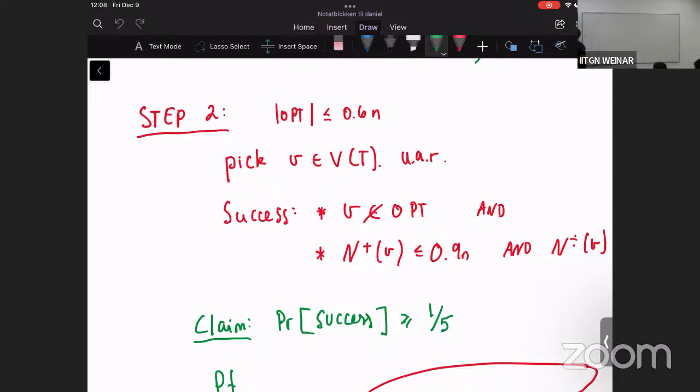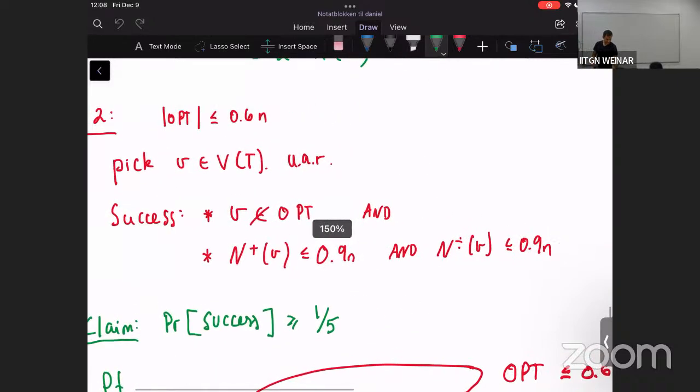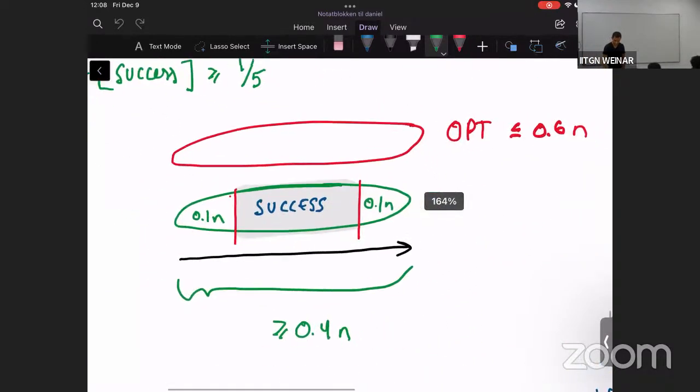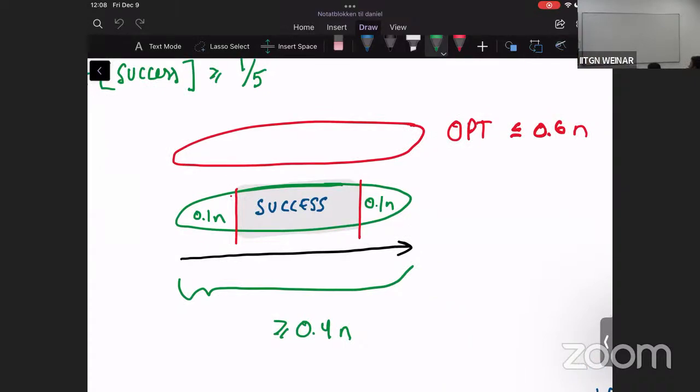So suppose now that opt is at most 0.6n, then what we're going to do is that we will pick a vertex uniformly at random, and I say that we succeeded in picking v if the vertex wasn't in opt, and both its out neighborhood and its in neighborhood contain at most 90% of the graph. That's what a successful picking of v is. Now, that's why we needed opt being at most 0.6n, because if opt is almost all of n, it's hard for a random vertex to not be in opt. But as long as opt isn't everything, you succeed with 40% probability to be outside of opt.